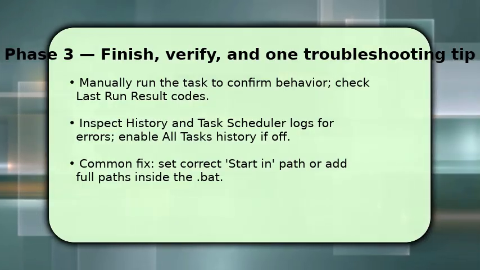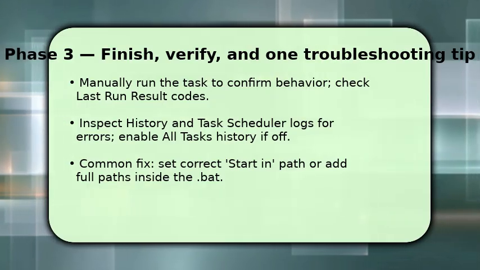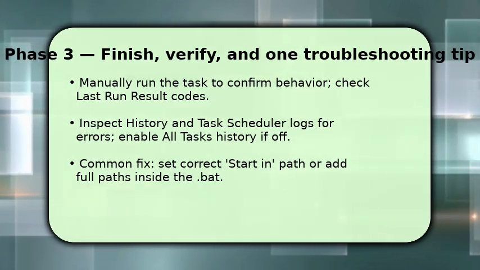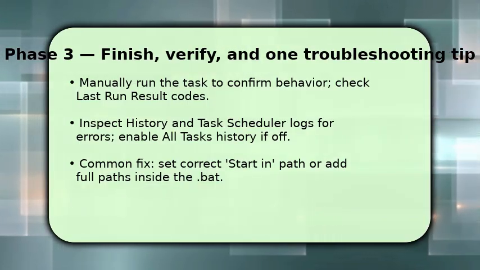If it fails, check Last Run Result and the History tab. Enable All Tasks History if it's off so you get detailed events. Make sure the Start in value matches the script folder, because relative paths often break.